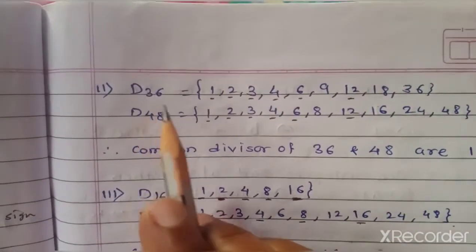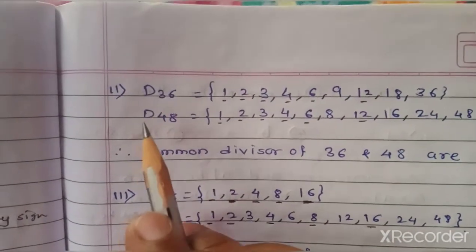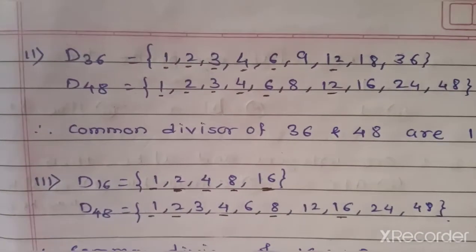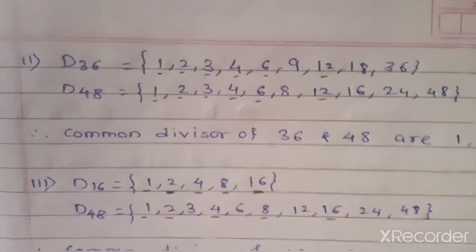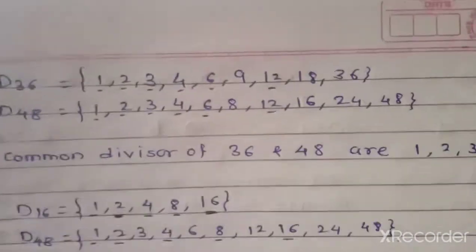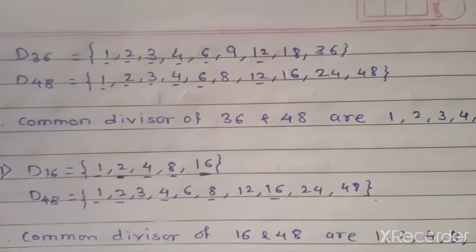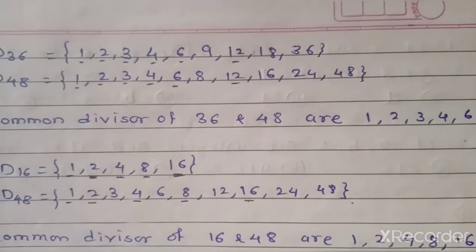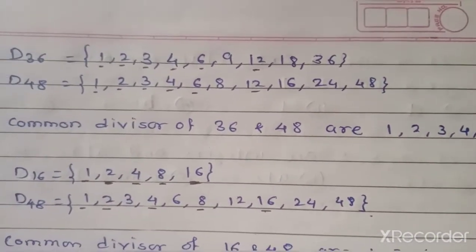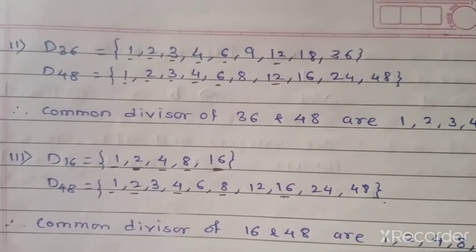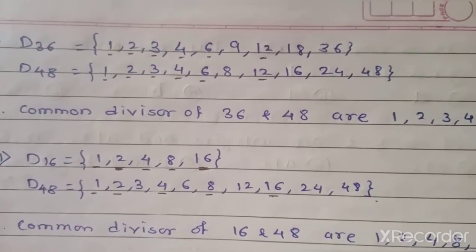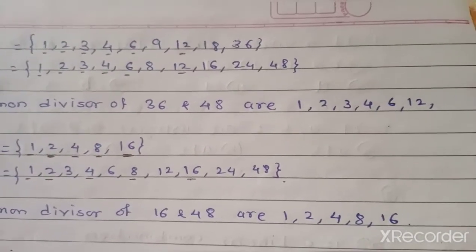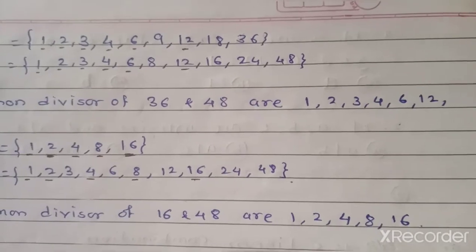Next we have to write down our next set, D36 and D48. We check which elements are common here. So here the common elements are 1, 2, 3, 4, 6, 12. See those underlined numbers. So again we write down, lastly, therefore the common divisors of 36 and 48 are 1, 2, 3, 4, 6 and 12.